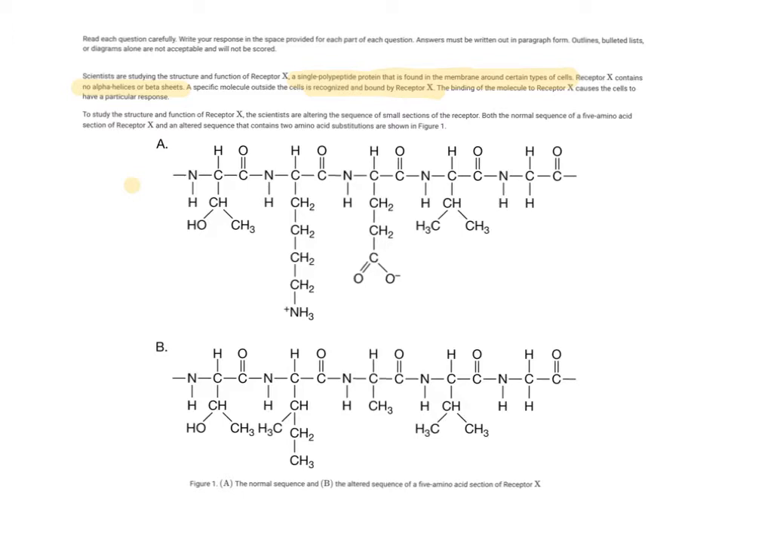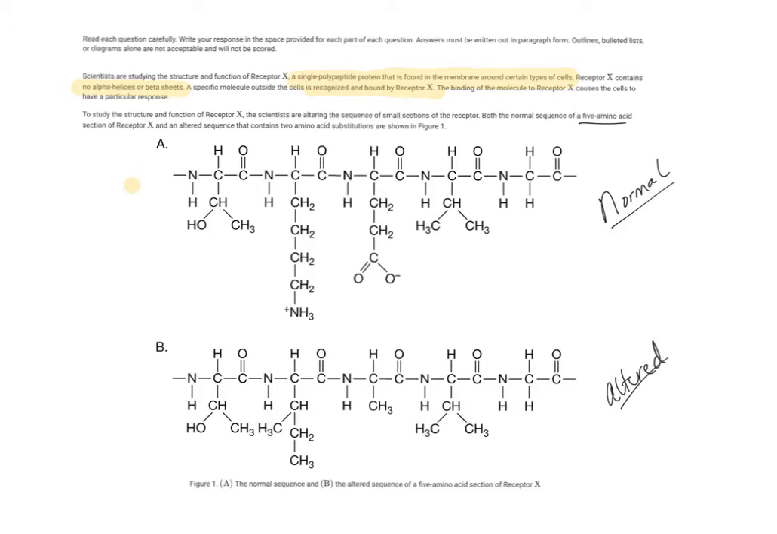To study the structure and function of receptor X, the scientists are altering the sequence of small sections of the receptor. Both the normal sequence of a 5 amino acid section of receptor X and an altered sequence that contains 2 amino acid substitutions are shown in figure 1. So we've got our normal and we have our altered. Let's see if we can identify the two differences. Remember, the only unique thing in an amino acid is the R group. So that's what we're going to focus on of what's changed.